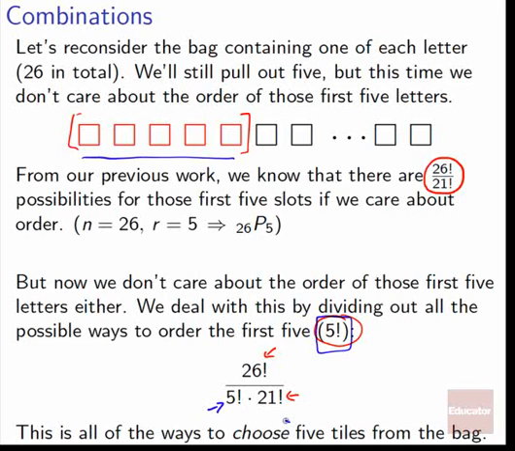So this is all of the ways to choose 5 letters from the bag. Choose is a special word that means that we're doing this combination thing where we don't care about the order of the objects, we just care about what came out of the bag, but not the order that they came out of the bag. Special word, choose.